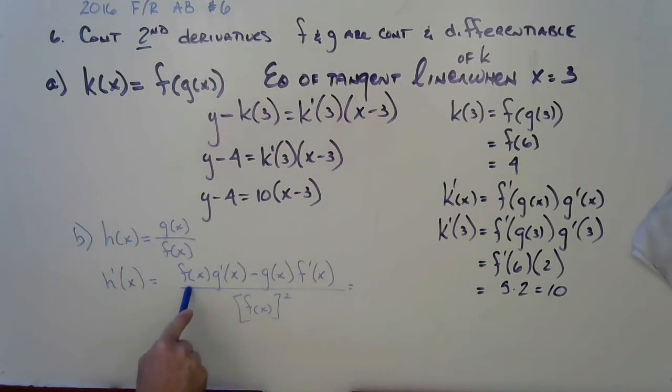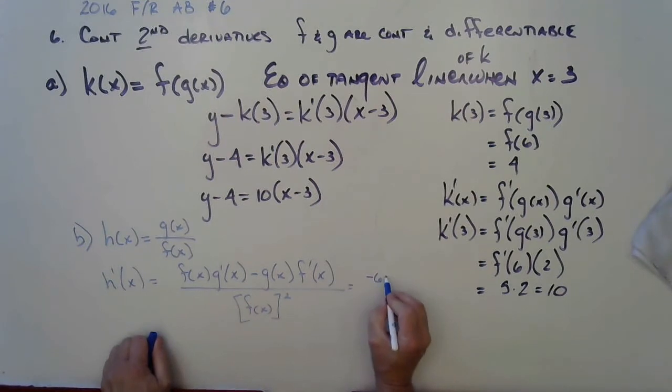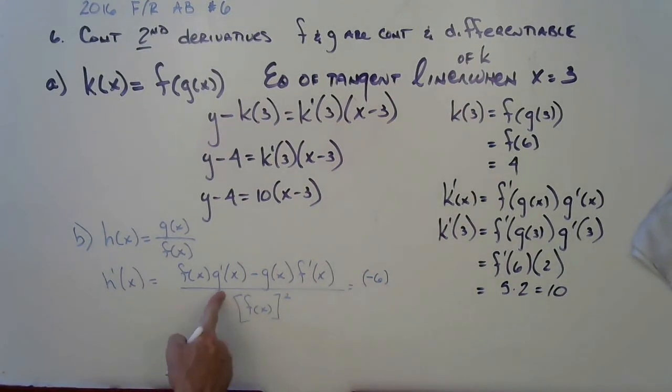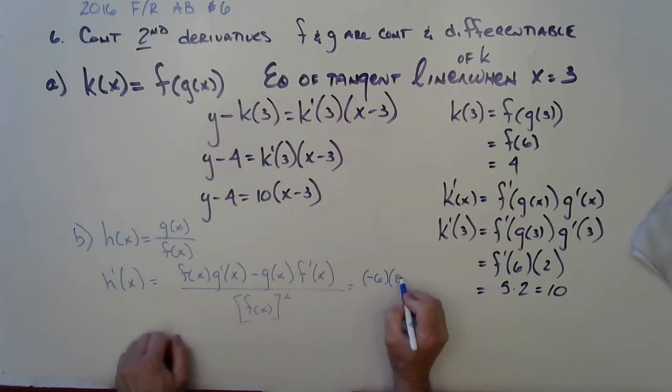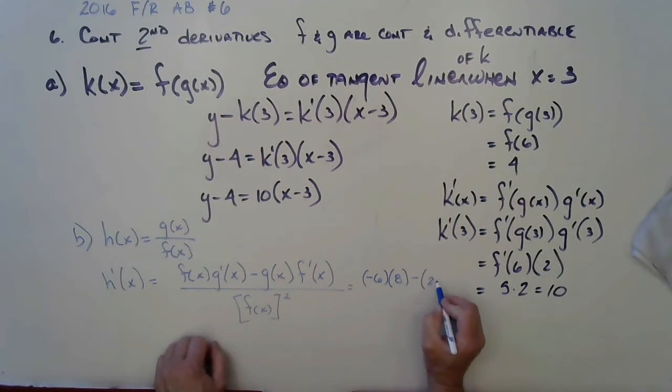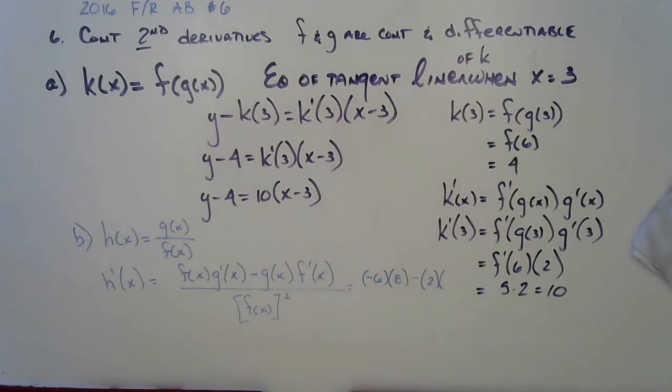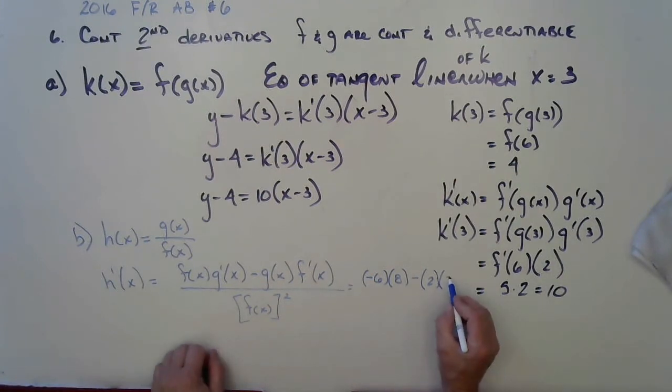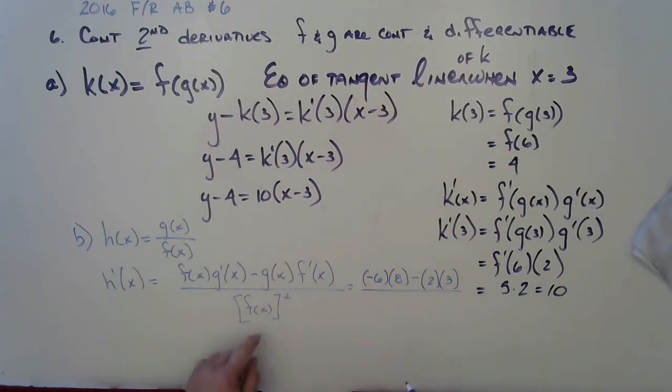What's f of 1? f of 1 is negative 6. What's g prime of 1? g prime of 1 is 8. What's g of 1? g of 1 is 2. What's f prime of 1? f prime of 1 is 3. We said f was negative 6.